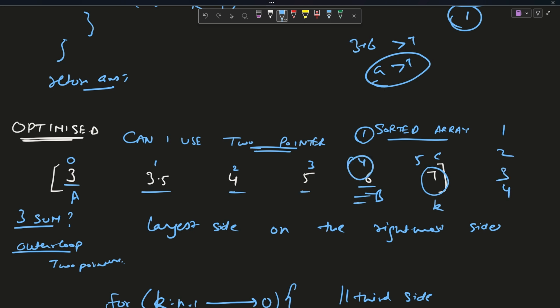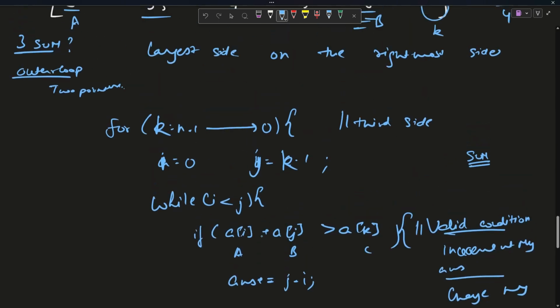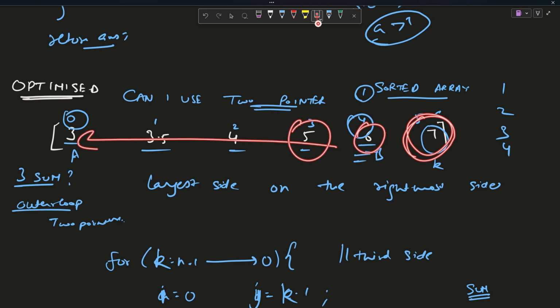That means 4 minus 0 is giving me the right number. So answer plus equals to j minus i. This is done for the particular configuration. Now to check all the configurations for this particular side, I like 6 is formed all of them. I will check for 5. That is, I will say right minus minus, that is j minus minus.